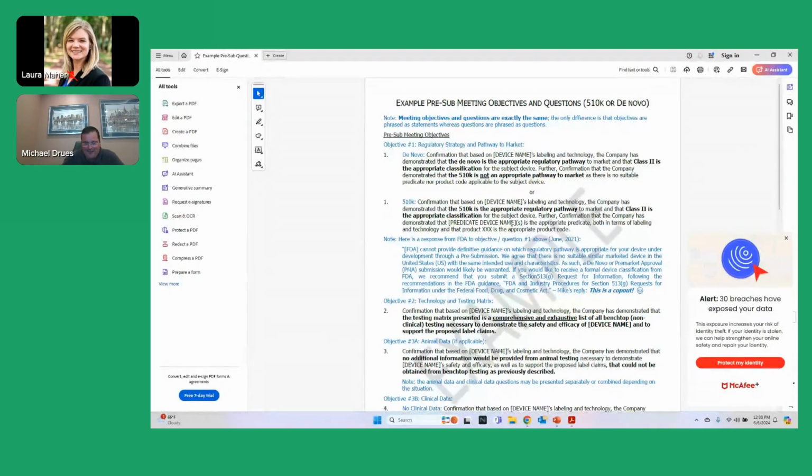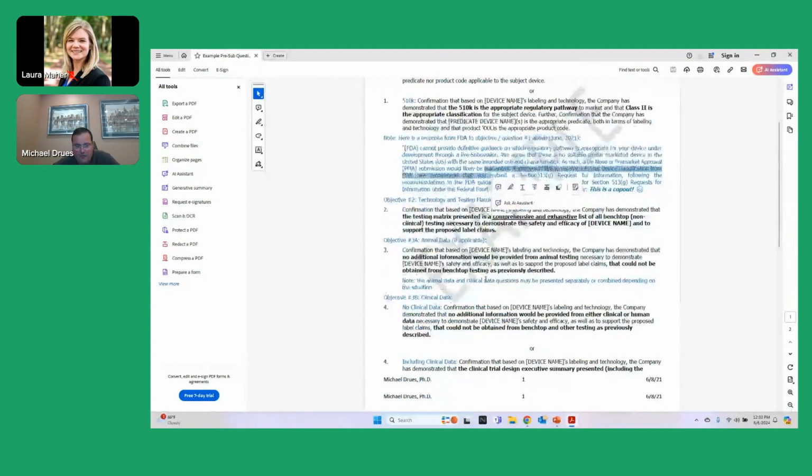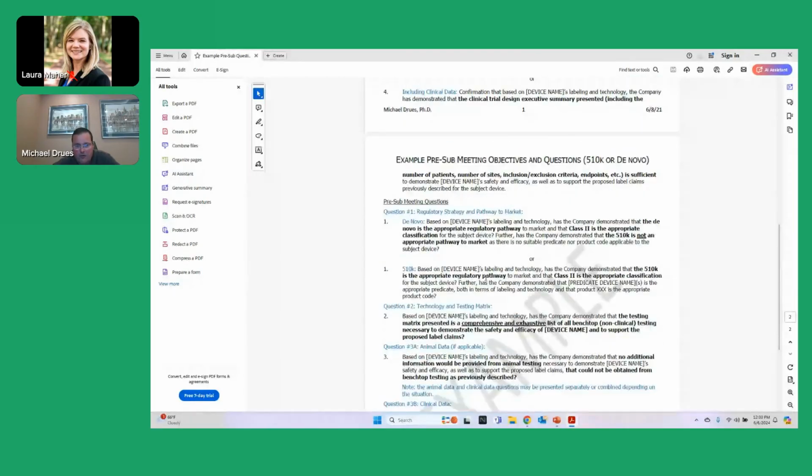I hate that. Quite frankly, that is so condescending. I don't care if FDA agrees with me or not. I would like them to agree with me, but that's not my job. My job is, have I demonstrated that? Let me go to the question version of this same thing. It's further down in this document. Notice how it starts here: based on the device's labeling and technology, has the company demonstrated that the 510K is the appropriate regulatory pathway?